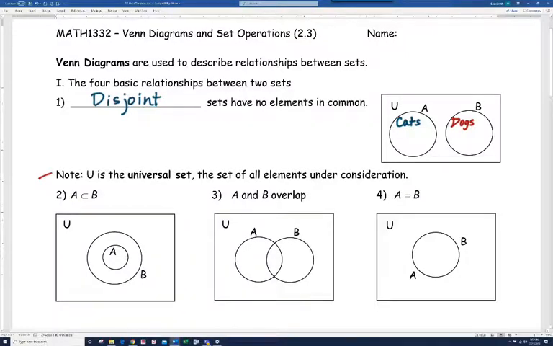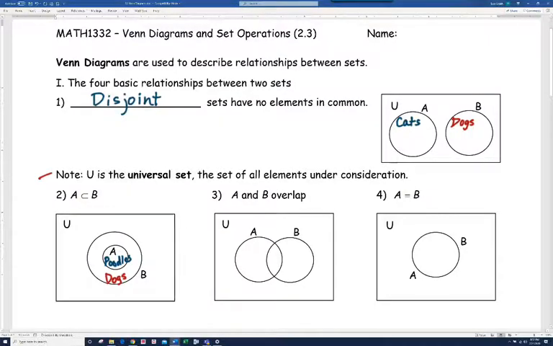On number 2, we have A is a proper subset of B. Remember, that means A is a subset of B, but A and B are not equal. For example, if you said A is the set of poodles and B is the set of dogs, then we would say A is a proper subset of B. Every poodle is also a dog, and of course these are not equal sets.